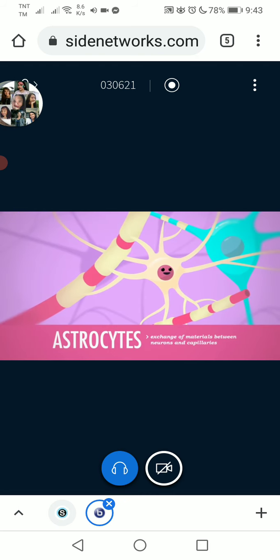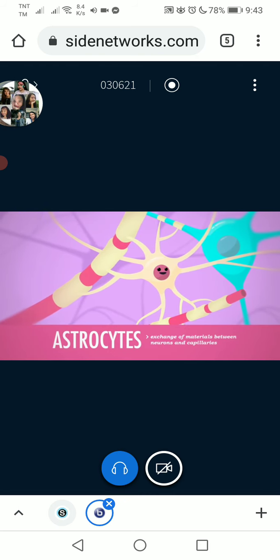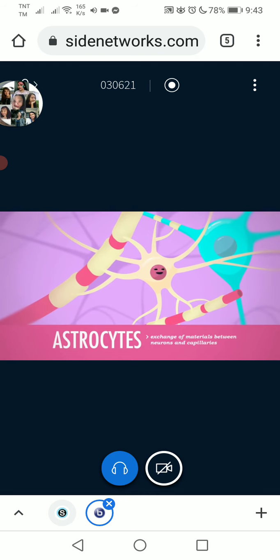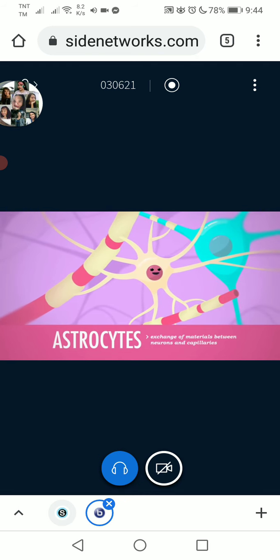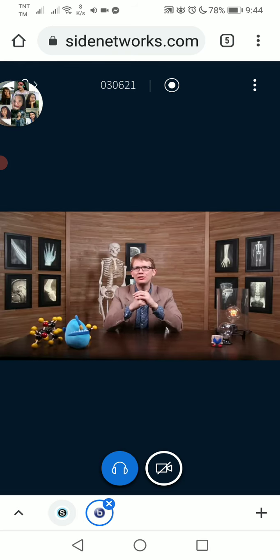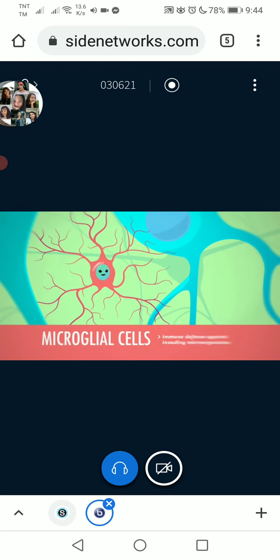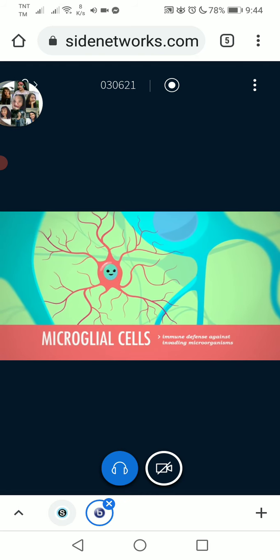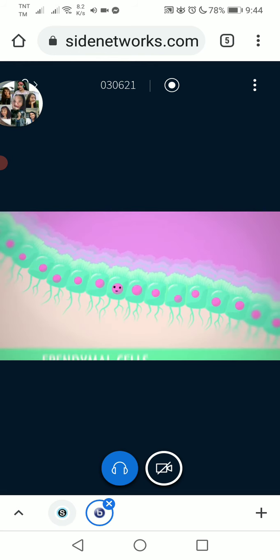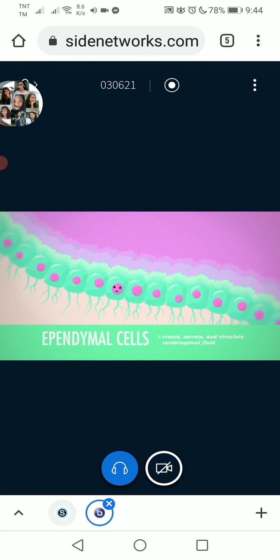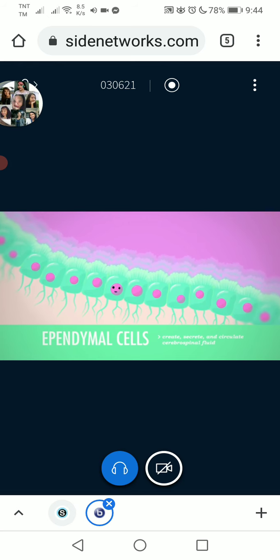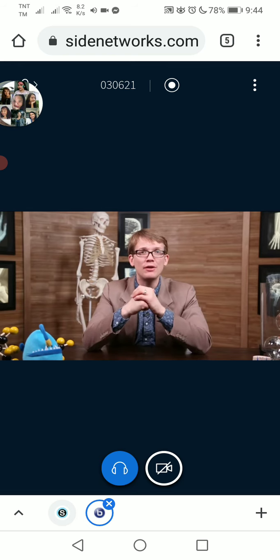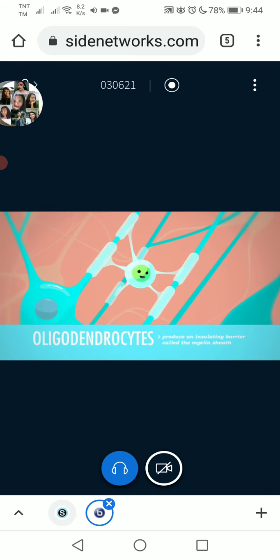Star-shaped astrocytes are found in your central nervous system and are your most abundant and versatile glial cells. They anchor neurons to their blood supply and govern the exchange of materials between neurons and capillaries. Also in your central nervous system are your protective microglial cells. They're smaller and kind of thorny looking and act as the main source of immune defense against invading microorganisms in the brain and spinal cord. Your ependymal cells line cavities in your brain and spinal cord and create, secrete, and circulate cerebrospinal fluid that fills those cavities and cushions those organs. And finally, your central nervous system's oligodendrocytes wrap around neurons, producing an insulating barrier called the myelin sheath.